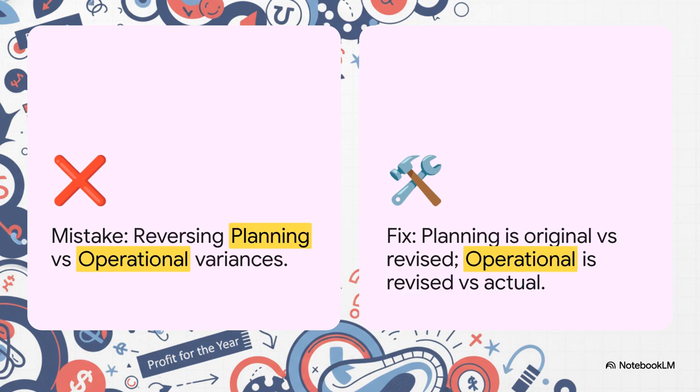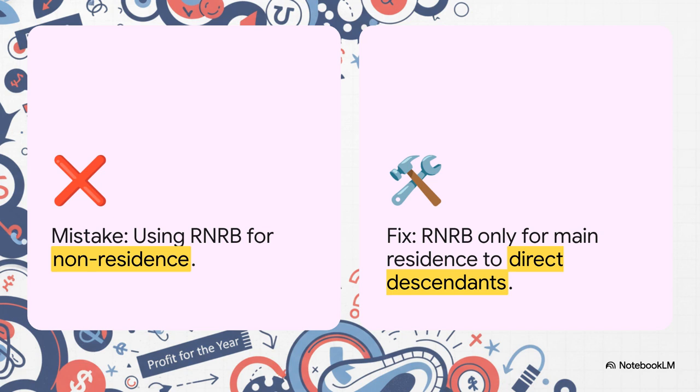Trap number 2 is in performance management. Please never mix up your planning and operational variances. Planning variances compare the original standard to a revised standard. They basically forgive unrealistic standard setting caused by market changes you can't control. But operational variances, they compare the revised standard to actual performance. This is what holds the manager strictly accountable for what they can actually control. Don't get them twisted.